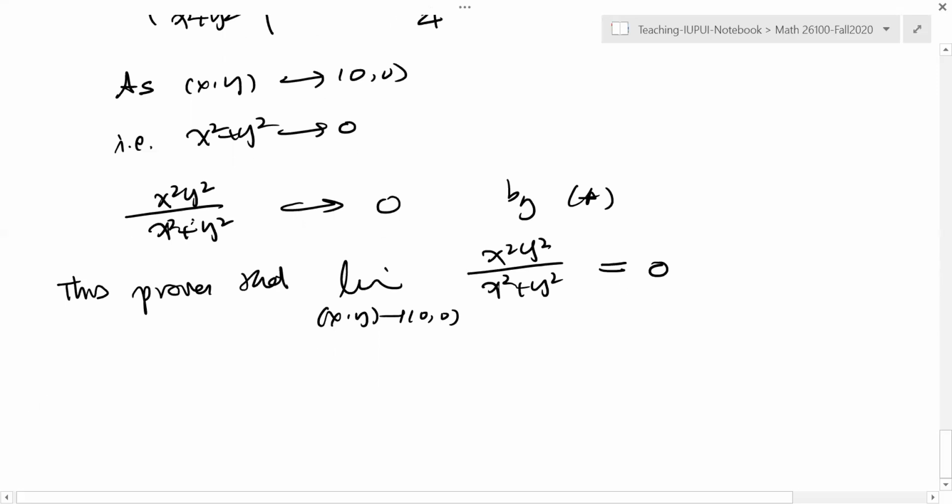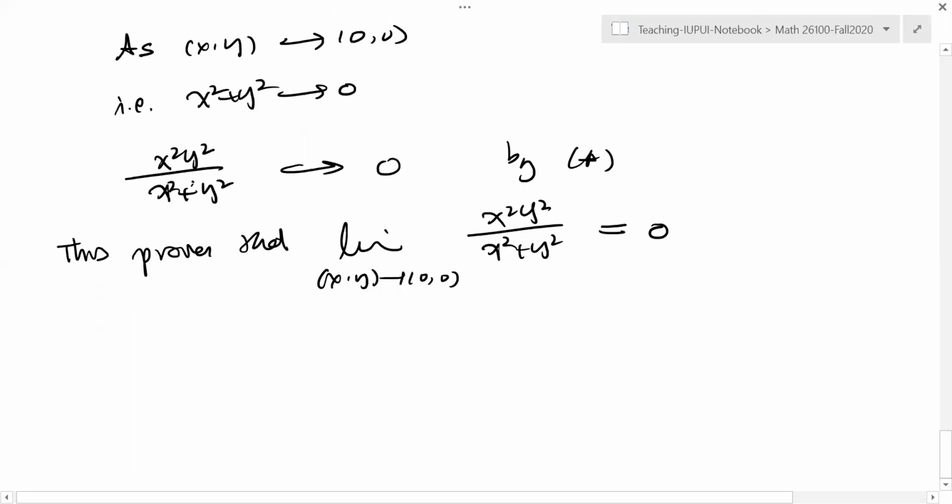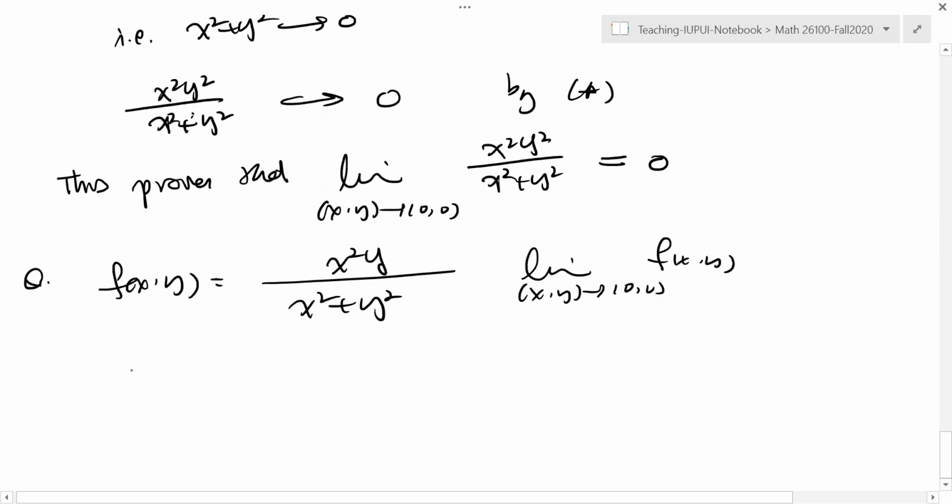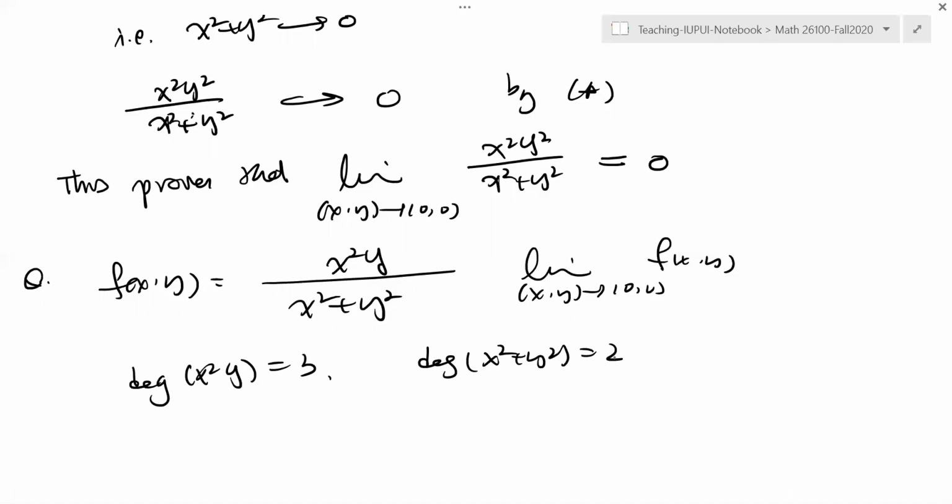Now, how about if I modify it a little bit? I get x squared y. How can I do that? Find the limit. I believe this limit is still going to be 0. Why? Because the degree of x squared y is going to be 3, and the degree of x squared plus y squared is going to be 2, the degree of a polynomial in 2 variables. So the numerator still approaches 0 faster than the denominator.